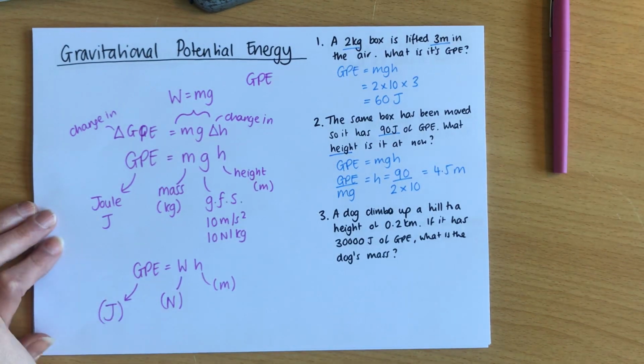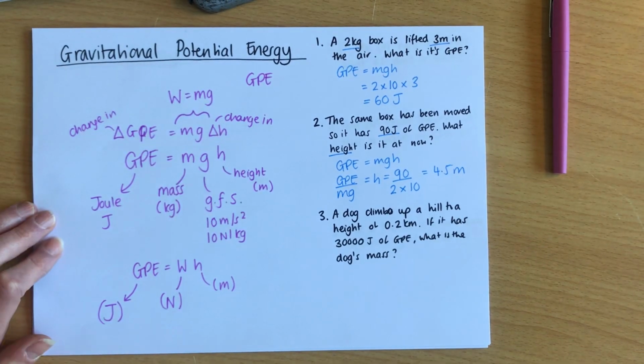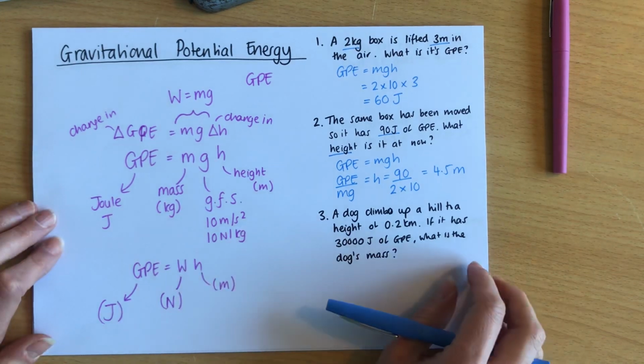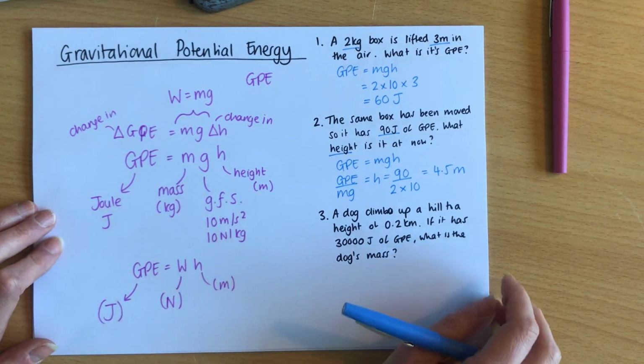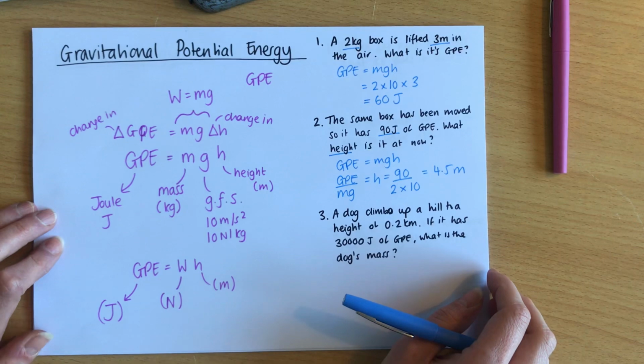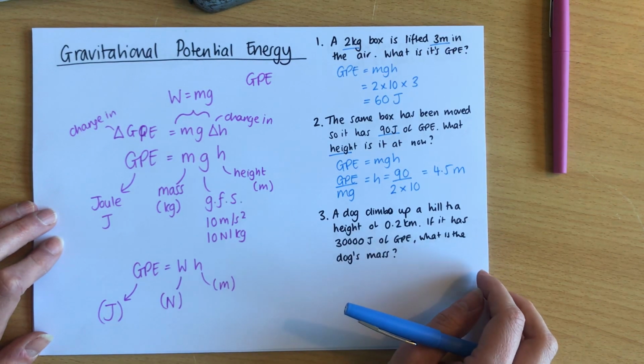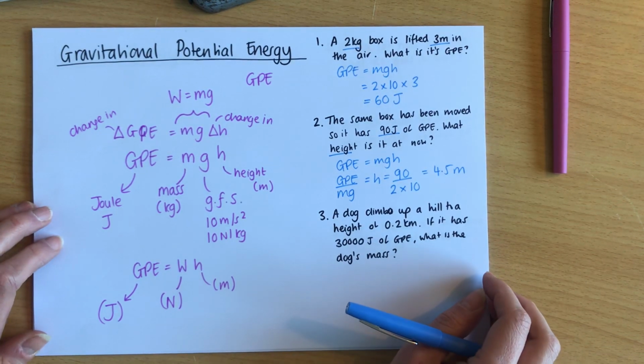The higher up something is in the air, the more GPE it will have, because GPE is all about where you are relative to the Earth's surface. Finally, a little bit harder. A dog climbs up a hill to a height of 0.2 kilometers. If it has 30,000 joules of GPE, what is the dog's mass?